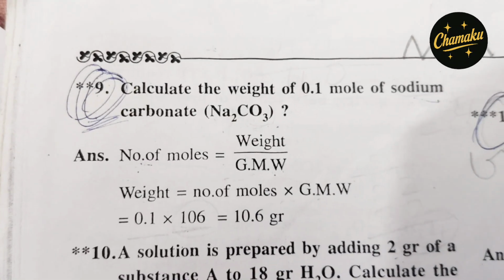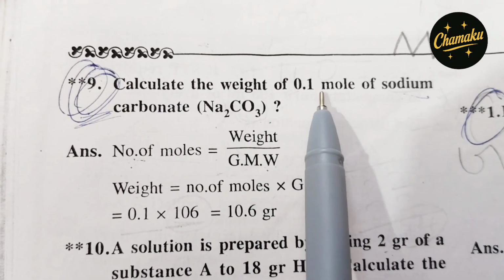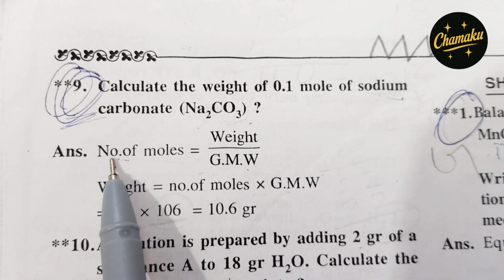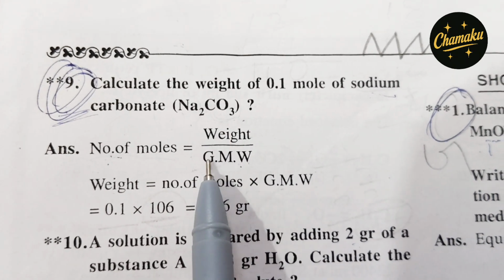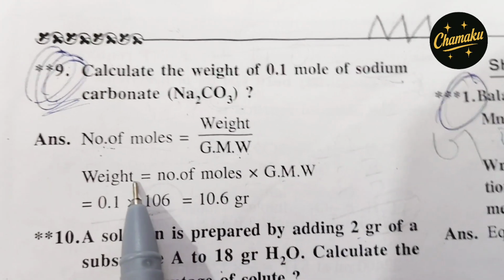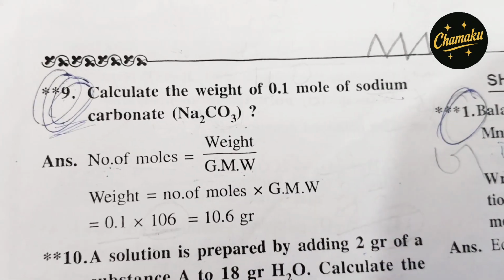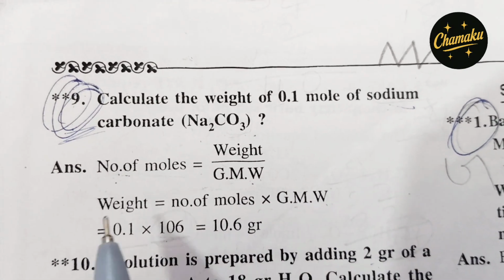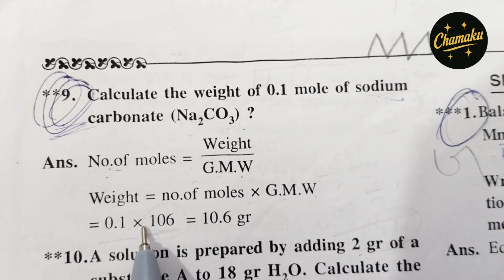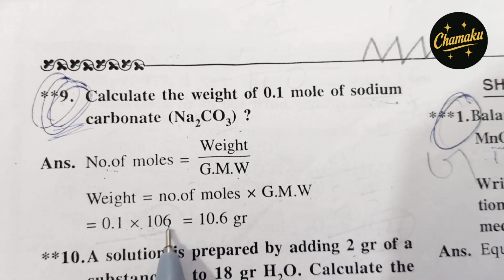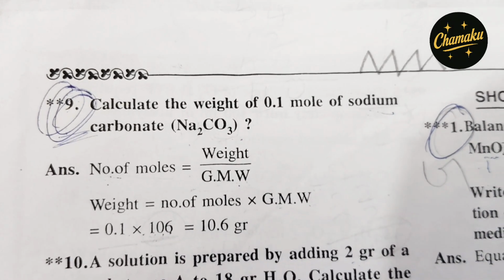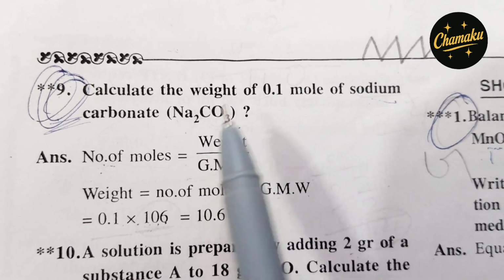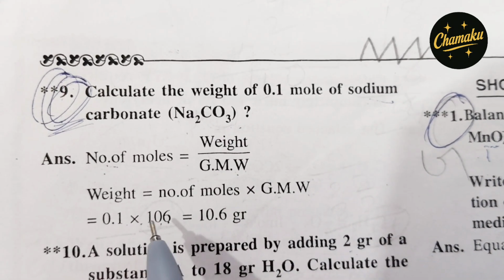Moving on to the next question. Calculate the weight of 0.1 mole of sodium carbonate Na2CO3. So we have to find out first, number of moles is equals to weight by gram molecular weight. So weight is equals to number of moles into gram molecular weight. So therefore 0.1 into 106. How did we get this 106? By taking this compound's weight. Okay, so 0.1 into 106 is 10.6 grams.